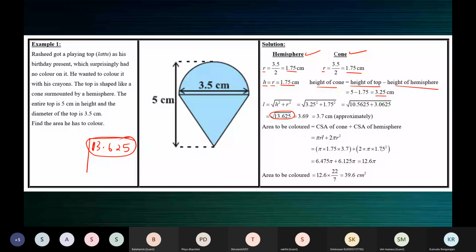And here, substitute the values, don't use the value of pi. So add this and get the answer in pi, and once and for all use 22/7.